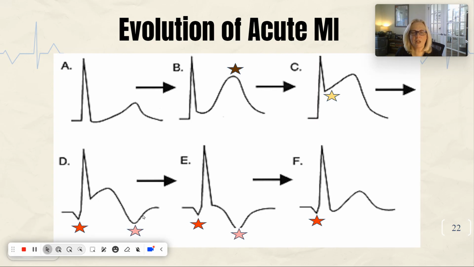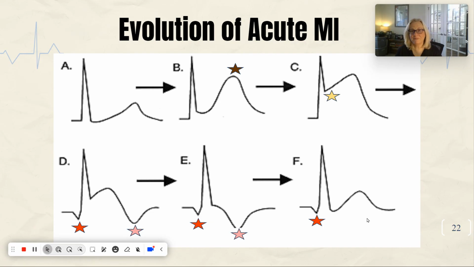We are in the inverted T phase. Over here, we're in the inverted T wave. So this is just a few hours after. This is a few days after the event. Pathological Q has been formed. And this is after the event. This could be weeks to years after the event, and you would still have a pathological Q.